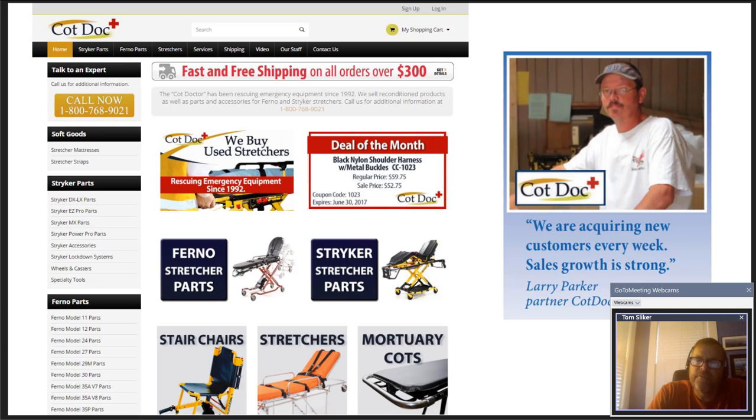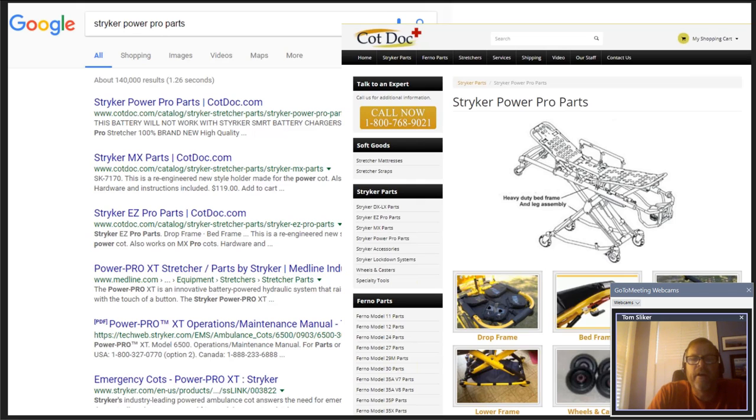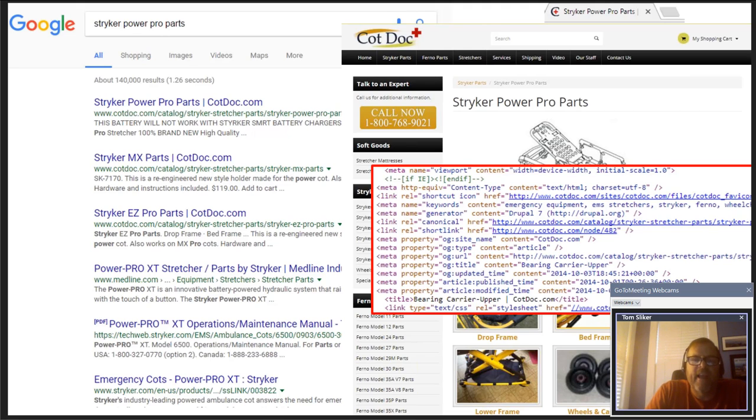CotDoc, this is kind of the same example I went through the other day, just going to use it a little differently. CotDoc is one of our clients. They sell these Furno and Stryker stretcher parts. And specifically, we looked at how if you type in Stryker Power Pro parts, they come up number one. Okay, so that's one way to be number one in Google. We talked about that the other day, but having your keywords match up. So if you look, our Stryker Power Pro parts page is all about Stryker Power Pro parts. Also, we had the page title and some of those other things, and meta tags we talked about.